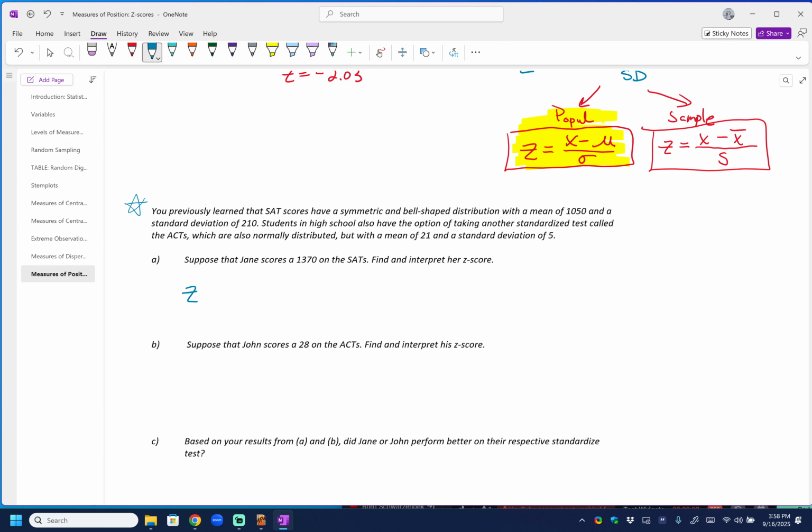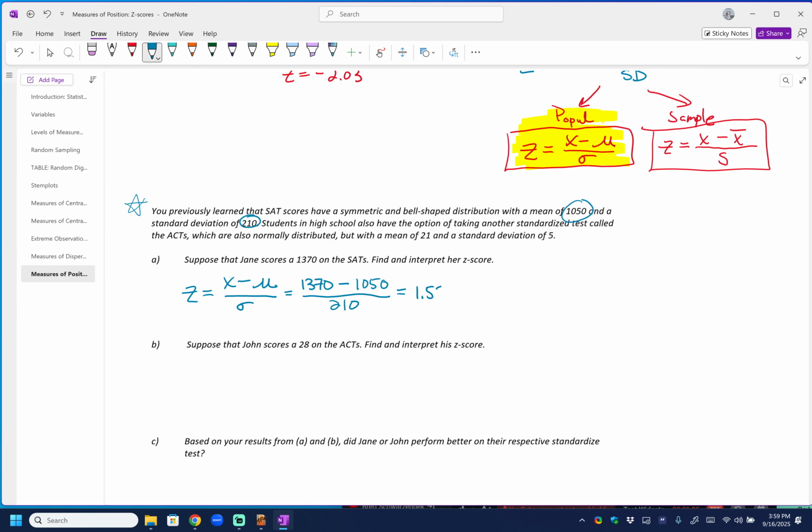Z-scores are always whatever our data value is that we're trying to standardize, subtract the population mean and divide by the population standard deviation. Well, what is Jane's score? It is 1370. So in order to turn it into a z-score, I have to subtract the mean of the SATs, which is 1050, and divide by the standard deviation of the SATs, which is 210. If I do this math, I'm going to get 1.52.